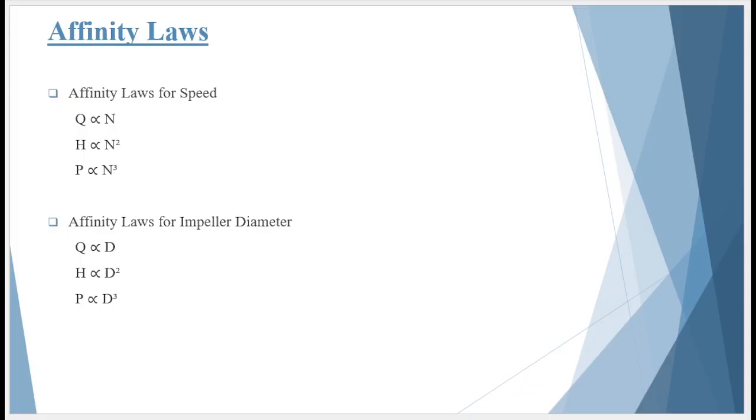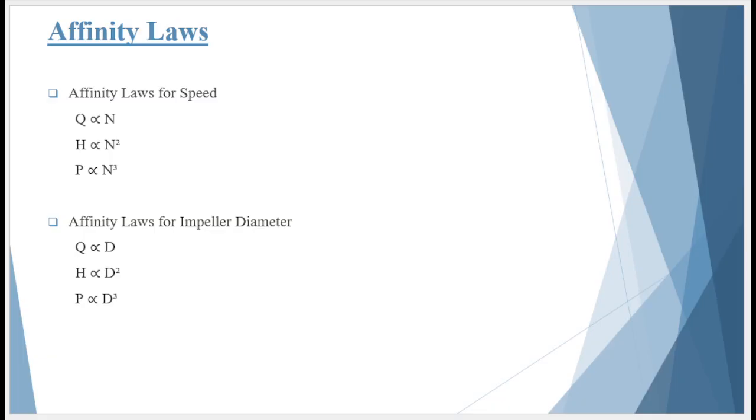Now that we've understood the basic pump performance curve, let's see what happens when we change the pump itself. Suppose the required flow increases, or we want the pump to produce a higher head. One option is to increase the pump speed. Another option is to change the impeller diameter. But how will these changes affect the pump performance? This is where the pump affinity laws become useful.